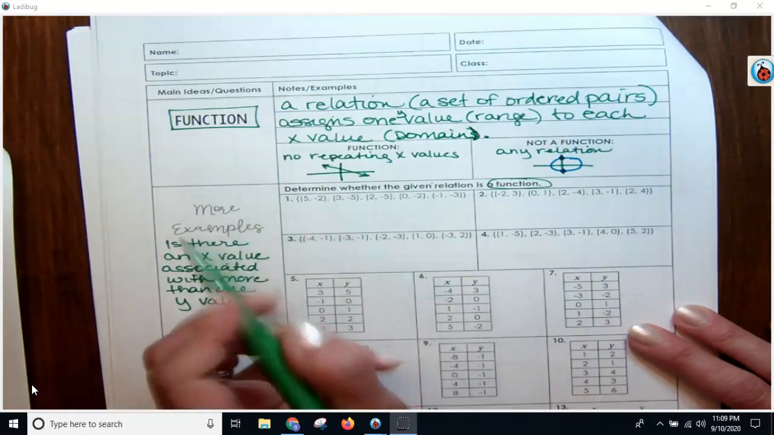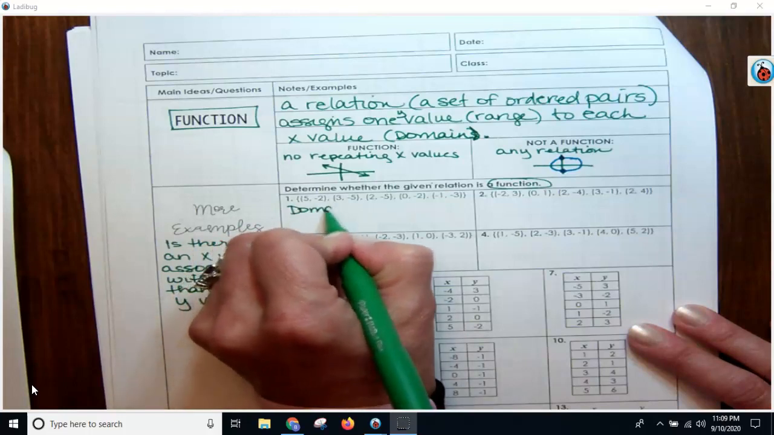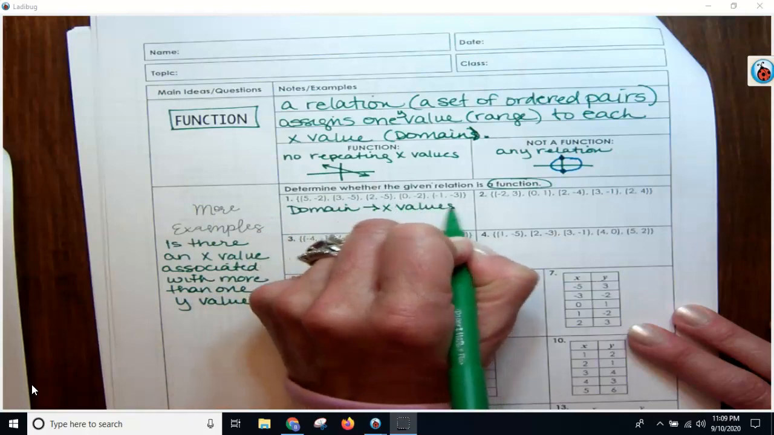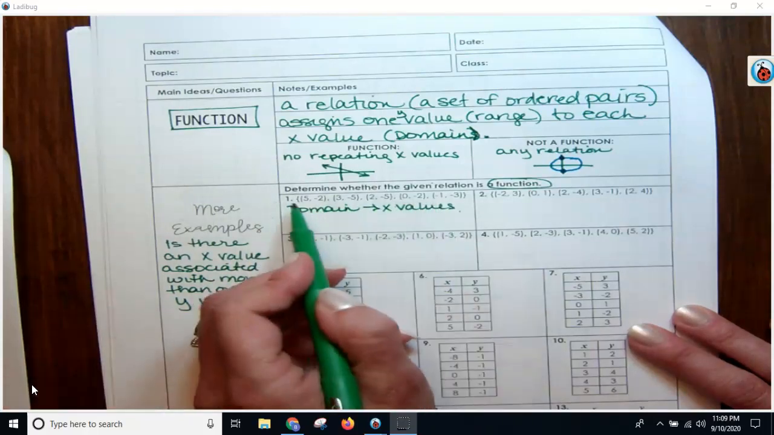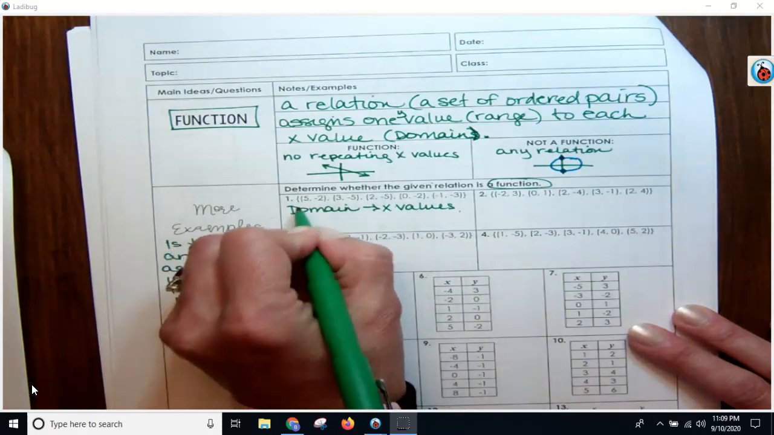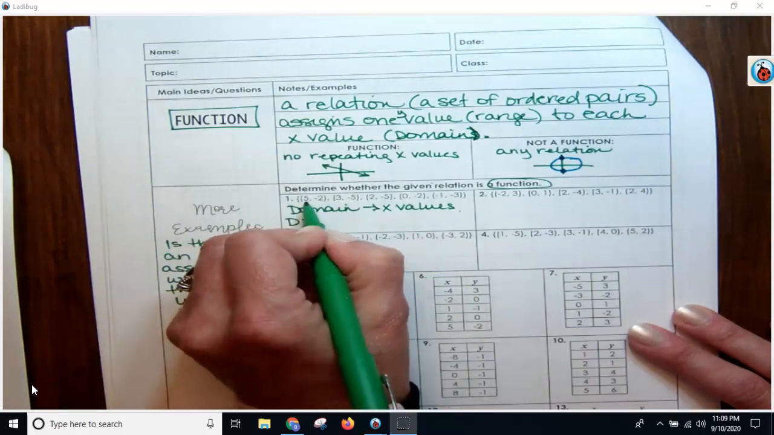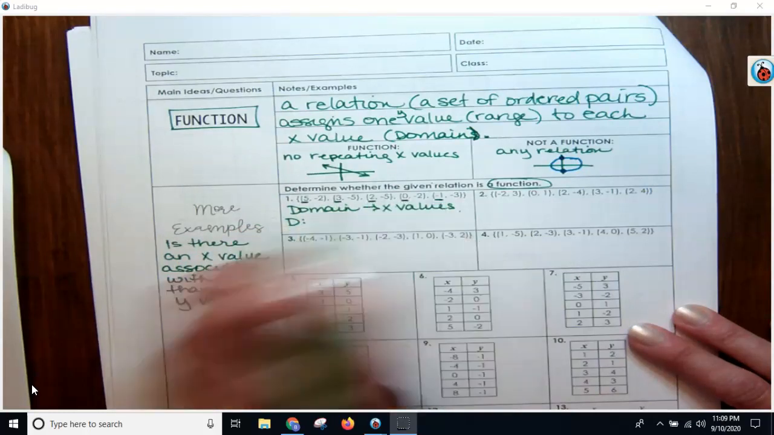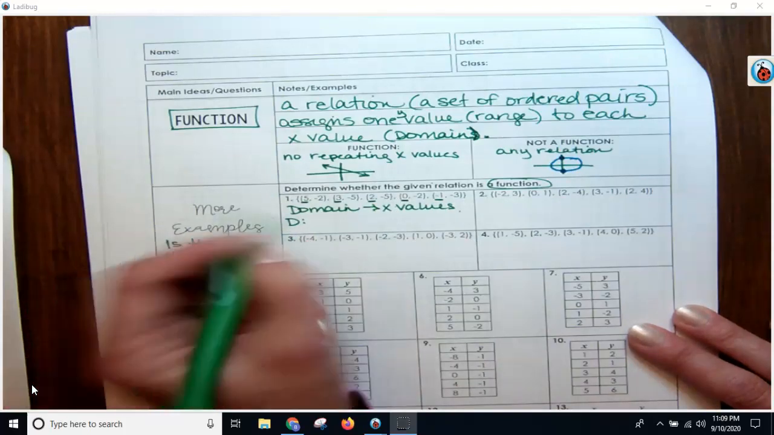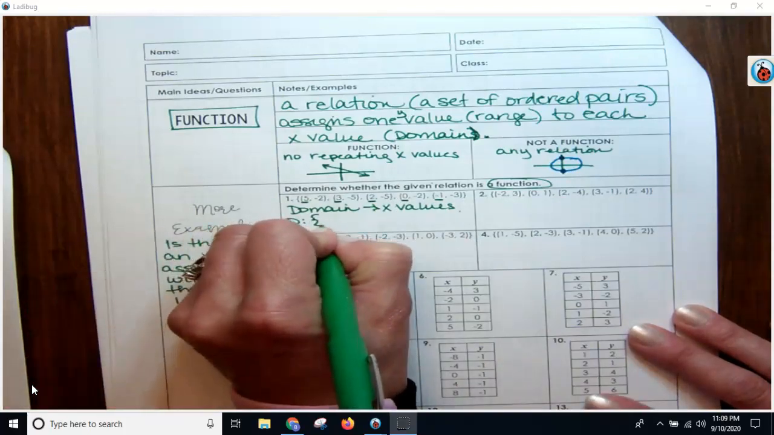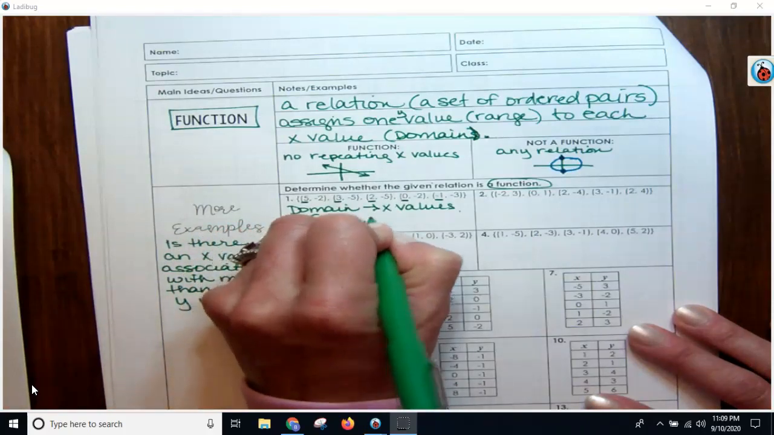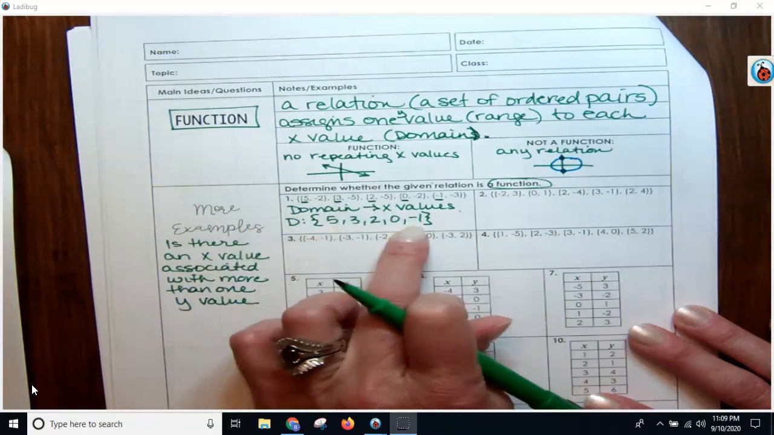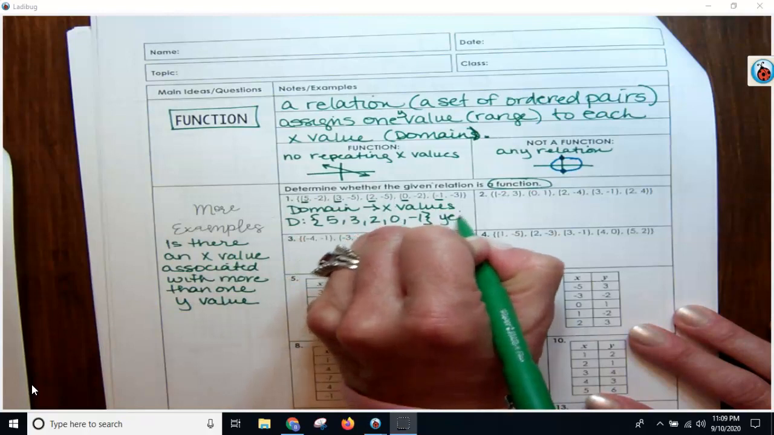So here I'm going to look at my domain. My domain are my x values. So in this situation, my domain is just the x values: 5, 3, 2, 0, -1. Those are my domain, so my domain is the set of 5, 3, 2, 0, -1. Are any of these repeating? No. So yes, this would be a function.